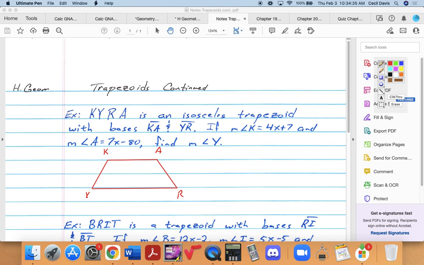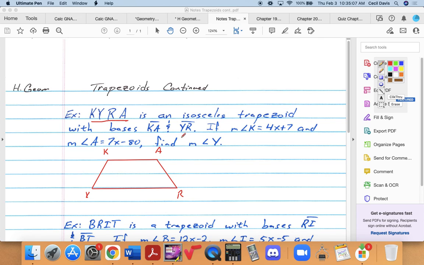Is that correct or incorrect? Is this a correct way to do it? Yeah. Why? Because you put them in the same consecutive order that the letters are listed in. Yes, it tells you this is KYRA. So if K is here and Y is here, the next consecutive vertex has to be R. Now, could I have written RY here?